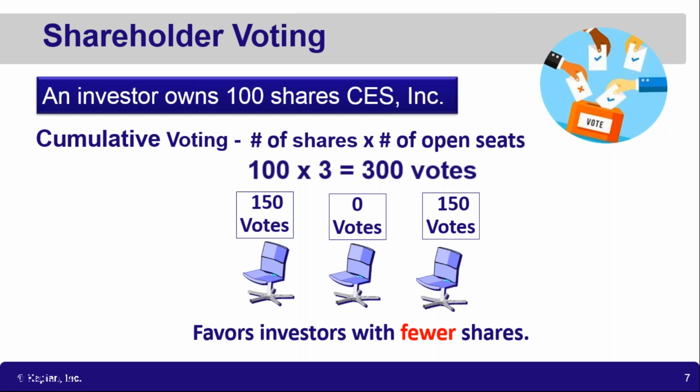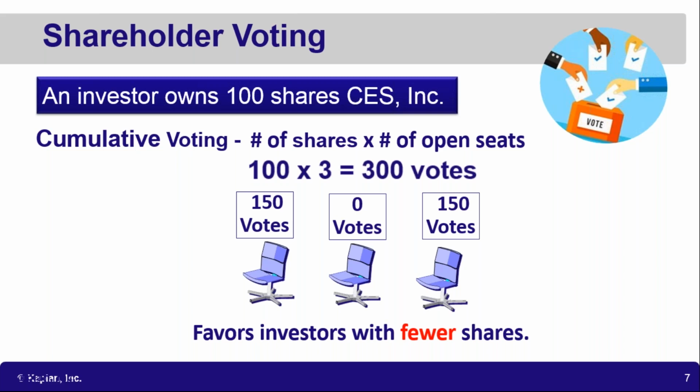They can concentrate their votes on certain seats that are open on the board of directors. So that's going to favor the people that have fewer shares. So this one favors the smaller investor. Cumulative voting favors the smaller investor, where statutory voting favors the larger investor.